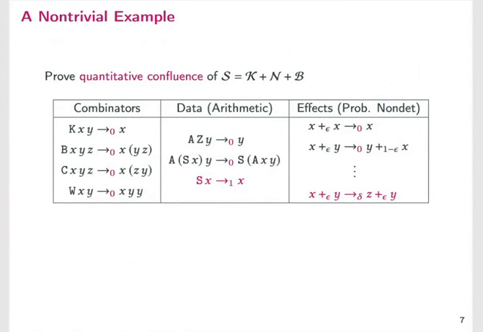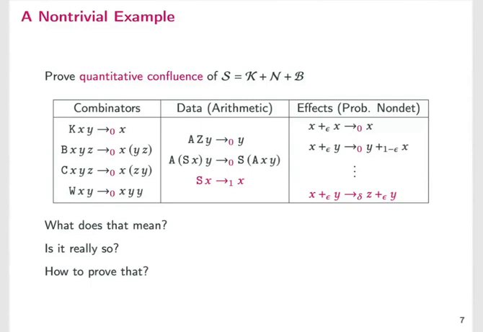And the example that I chose is the following. We pick our running example, the one that we have seen up to this point, of combinators, arithmetic, and probabilistic non-determinism, and we try to prove quantitative confluence for the system thus obtained.